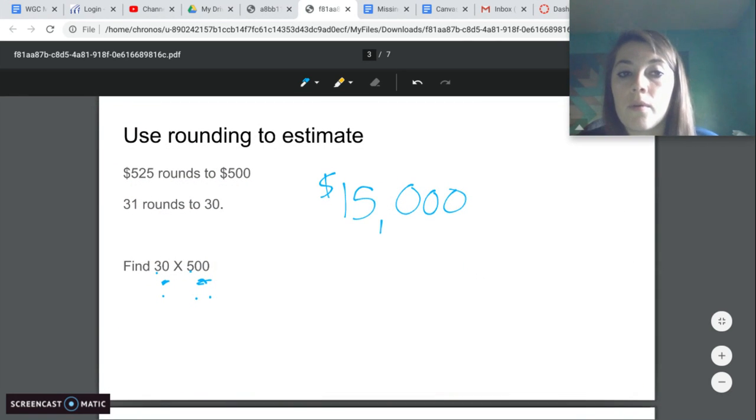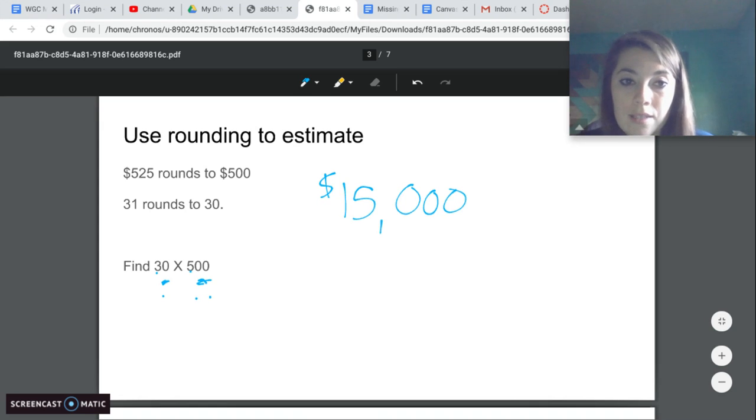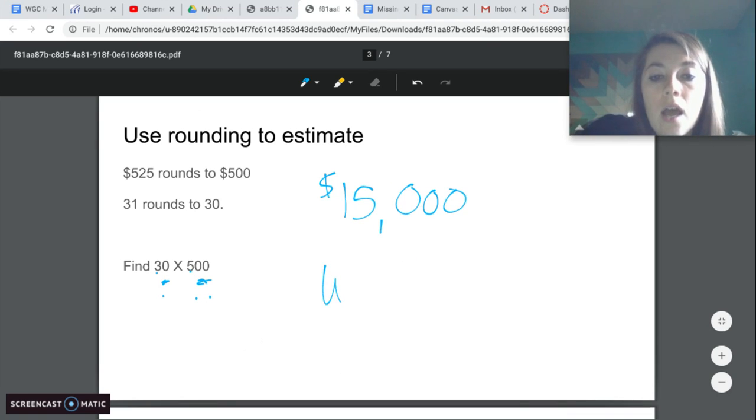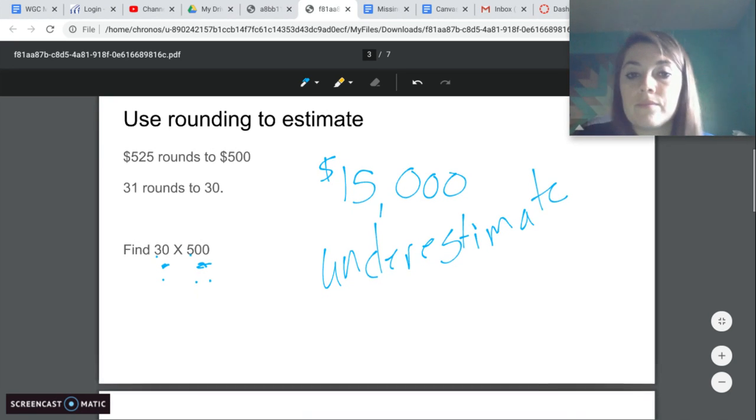Now, we're estimating with this, so we need to think about what we do with each of our values. We rounded them down, so this is a lower estimate. So we know that they're making more than this $15,000 because this is an underestimate, because we brought our numbers down.